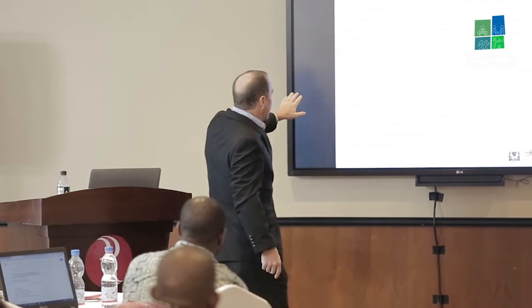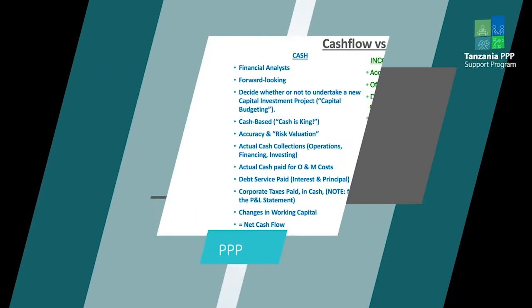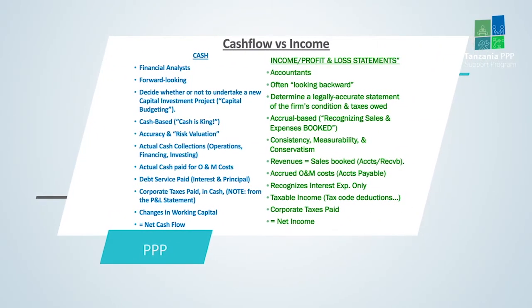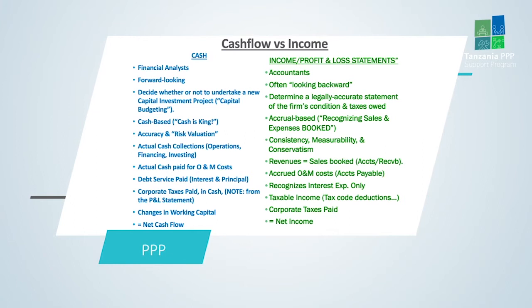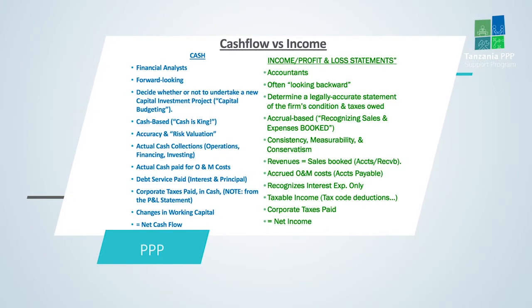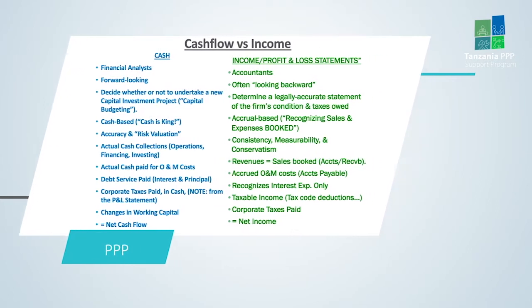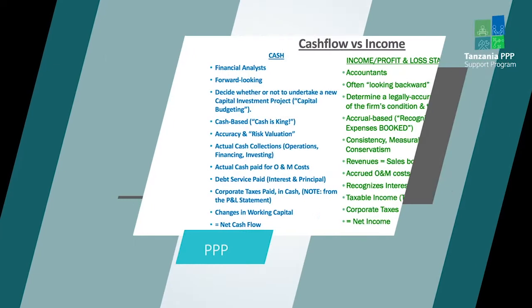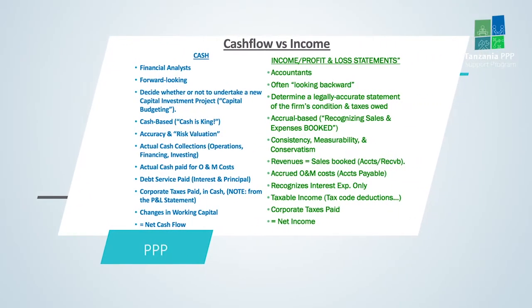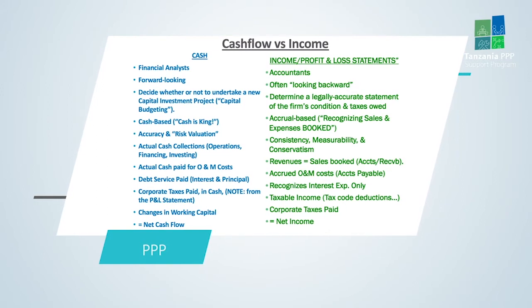What are all the risks? What are the expected returns? And again, financial analysts will basically say cash is king. I'm going to be looking at net cash flow when I compute my IRR, for example. We focus on things more like accuracy and risk valuation. We look at actual cash collections. We look at actual cash paid for O&M costs. We look at debt service, including principal and interest. And what we end up with is net cash flow.